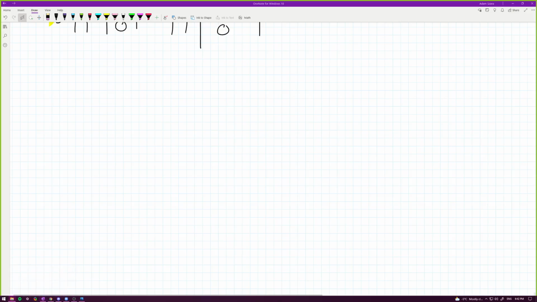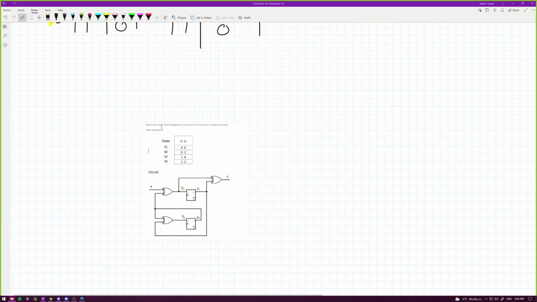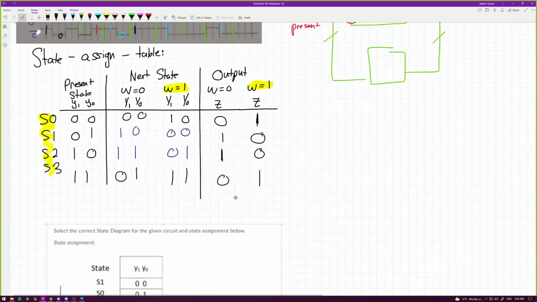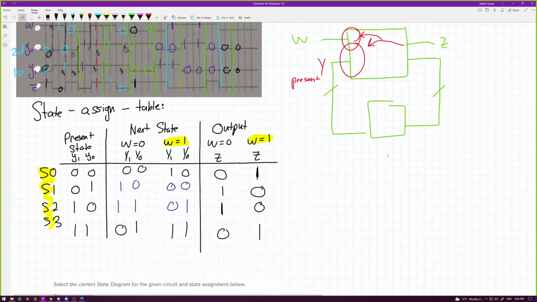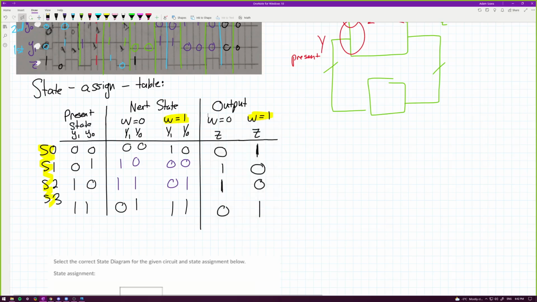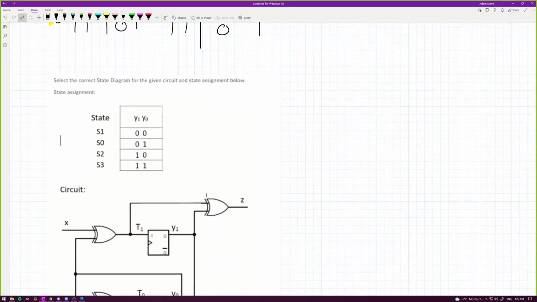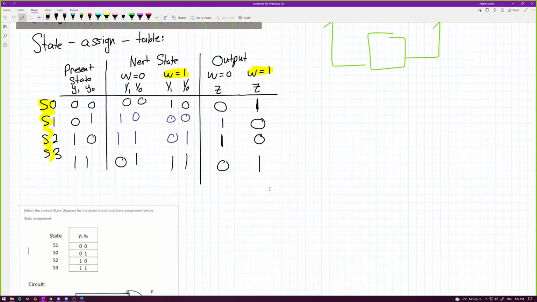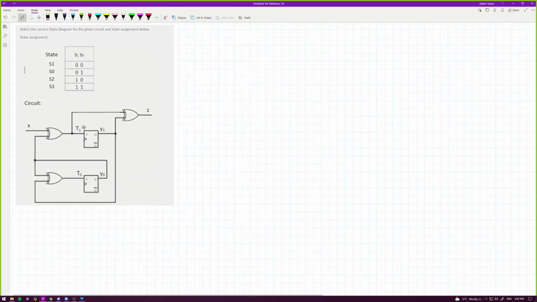So let's take a look maybe now at a state table? No, I think I want to look at this one. Okay, this one is select the correct machine. It's definitely a Mealy machine because the output of the circuit depends on the input variable. But again, if you were doing this process and these two columns ended up being the same thing, it's a Moore machine because the output does not depend on the input.